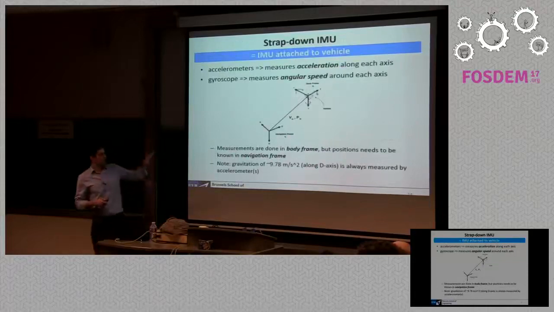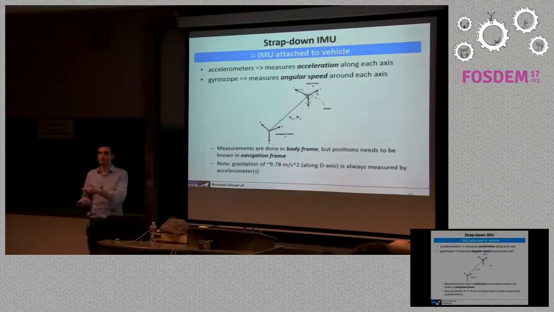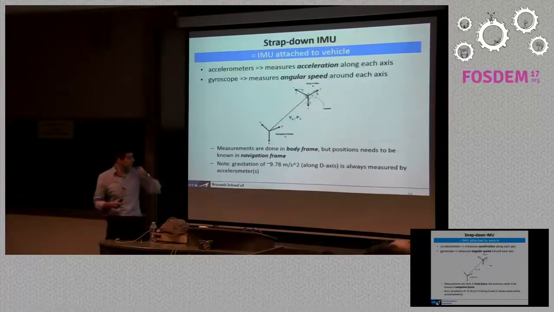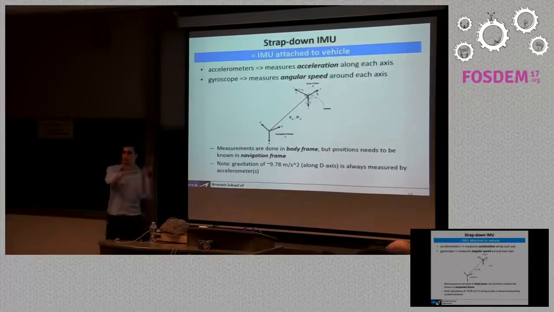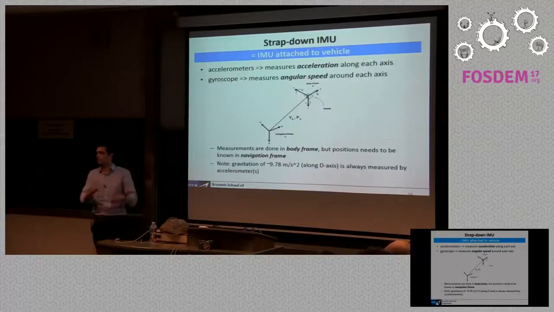So an IMU basically works as follows. You have this IMU which is attached to your vehicle. In our case, the vehicle is just the phone we're moving around. And it gives you the acceleration and the angular speeds along each axis in the reference frame of the IMU. So if you turn your IMU around, you're turning your reference frame around. So you need to somehow convert this to a navigation frame, which is the absolute frame you're working in.